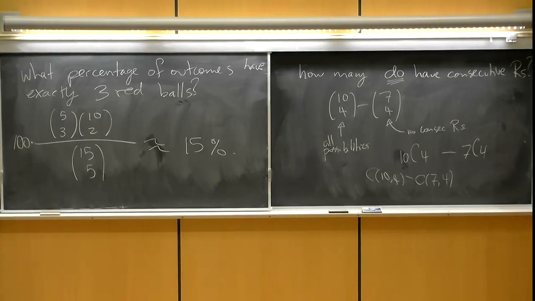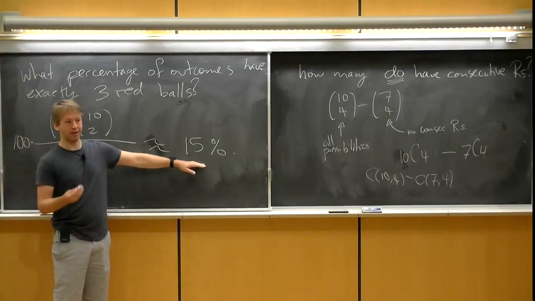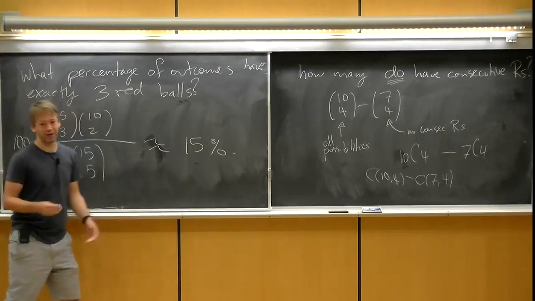This is actually, by the way, a bit of foreshadowing, because I think the next chapter after this is probability, and so we'll be looking at questions kind of like this, because this is telling you, if I picked 5 balls at random, you'd have about a 15% probability of having 3 reds. Right?